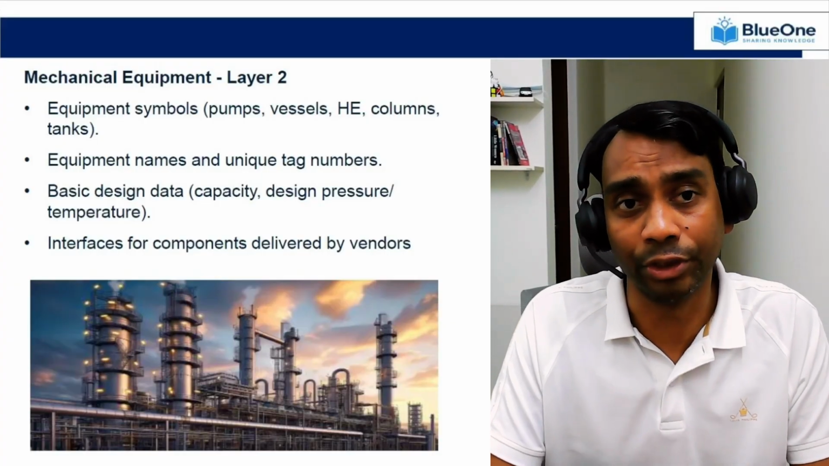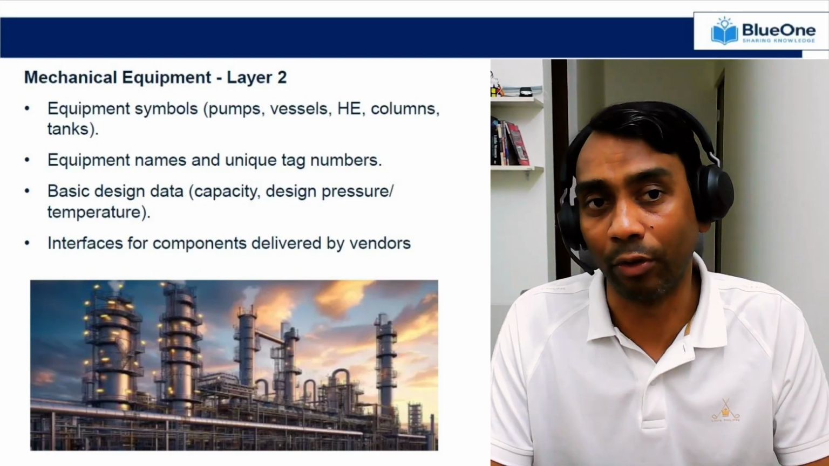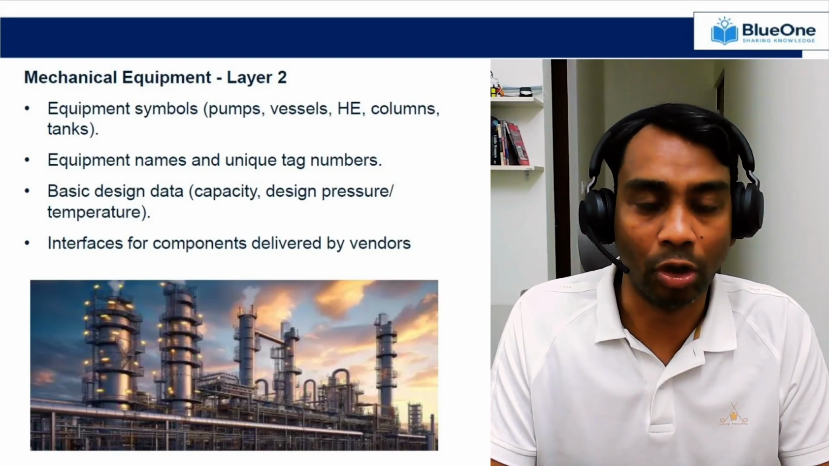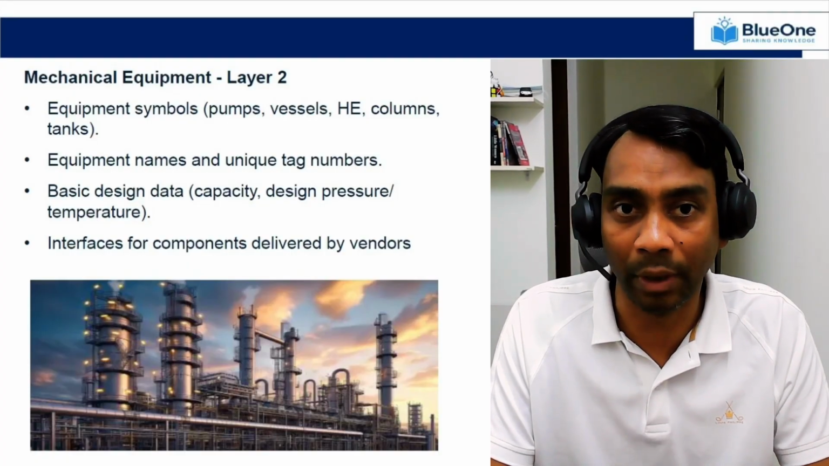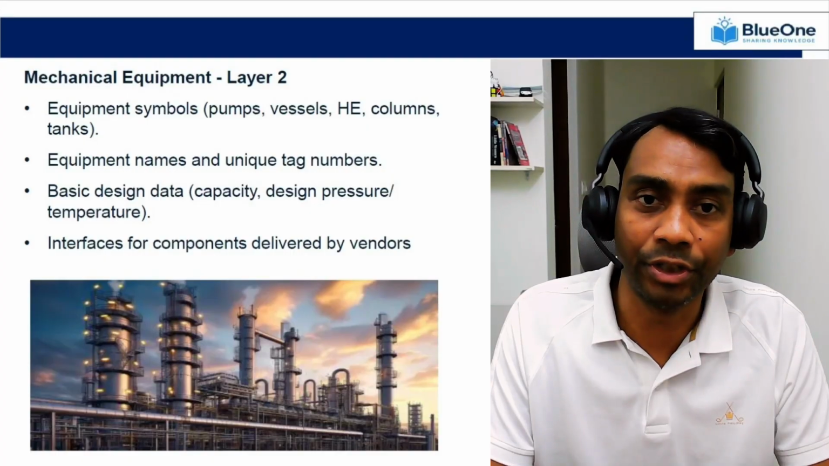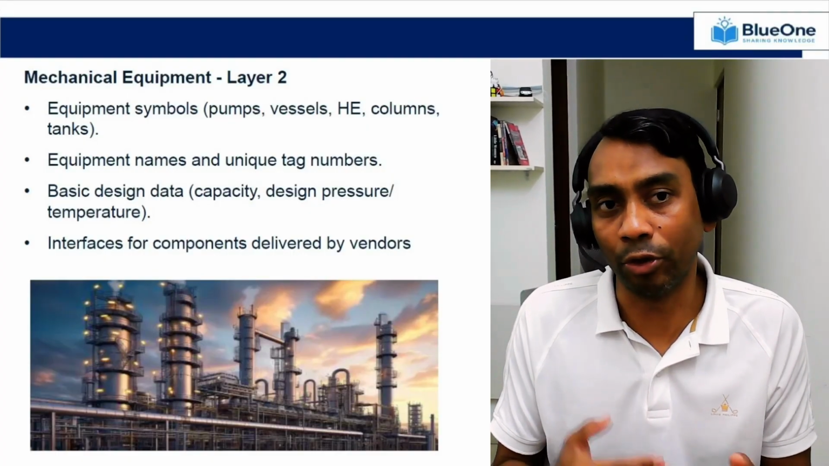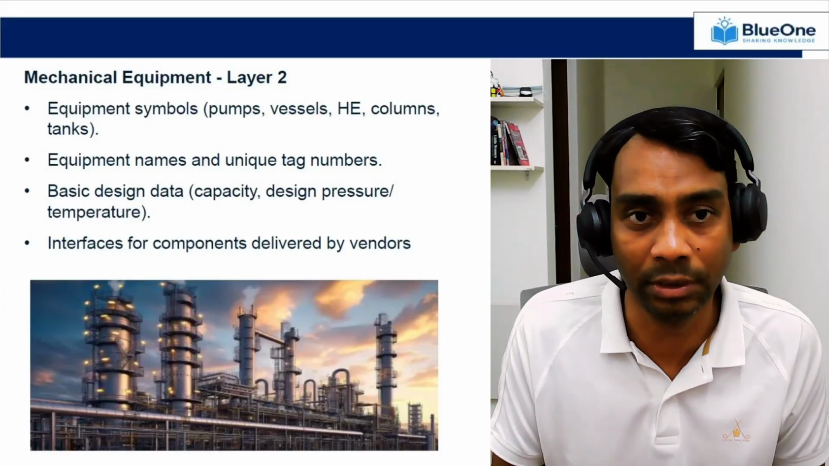Layer 2 is your mechanical equipment, all your rotating as well as static equipment. So if you go to layer 2, the equipment symbols. Normally in any particular P&ID, you will have equipment symbols like pumps, vessels, heat exchangers, columns, and you can find all this information from your legend sheet. I'll talk about that further in our discussion.